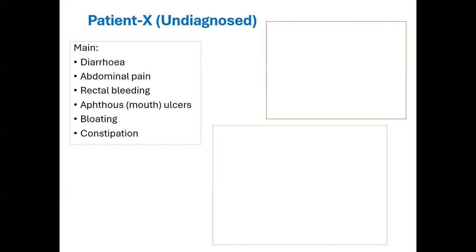So, what I'm going to do is talk about a patient the whole way through, like a journey. I haven't given them a name, I've just called them patient X. I was thinking about, if they were undiagnosed, how might they present to you? As I said, the main symptoms are normally diarrhea, abdominal pain, more so if it's Crohn's disease, blood in the stools, mouth ulcers, bloating, and constipation.